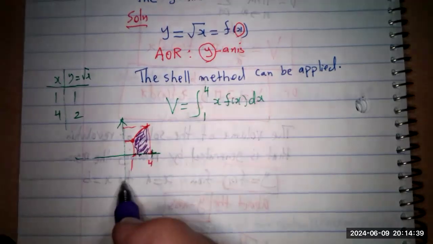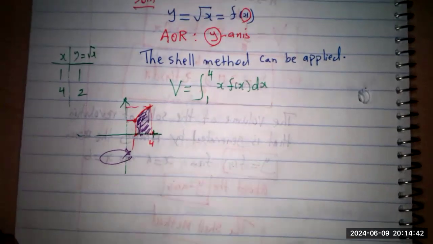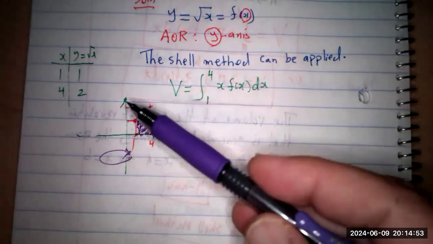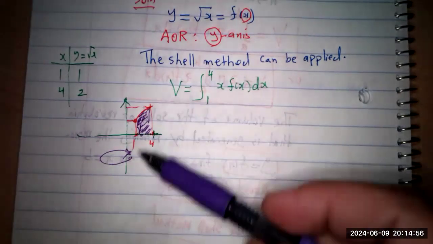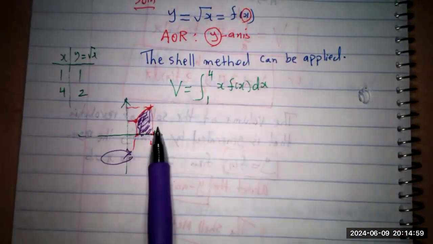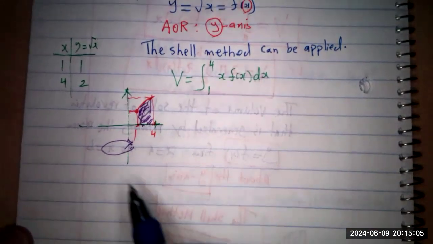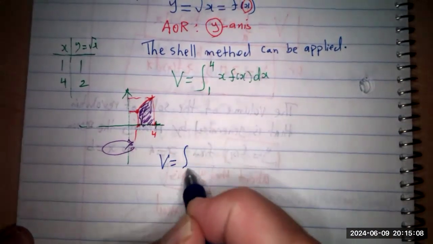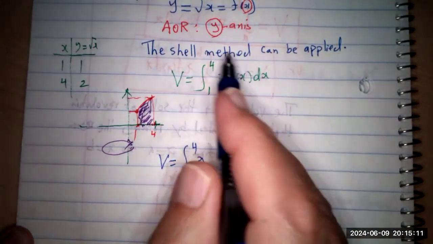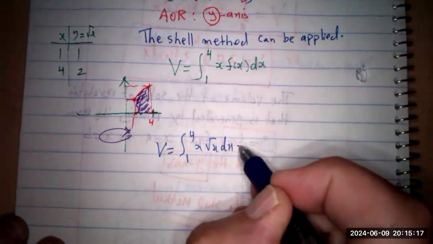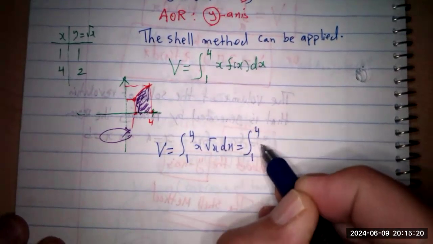And as you can see, you rotated along the opposite axis. Your region is perpendicular to the x-axis, but you rotated about the y-axis. So that's why the shell method should be applied. If you rotated along the x-axis, you get a circular disc. But since you rotated about the y-axis, you get a cylindrical shell. So it will be very easy to identify. Substitute and integrate. V is equal to the integral from 1 to 4 of x times radical x dx. To integrate it, you have to change the radical x to x to the half.